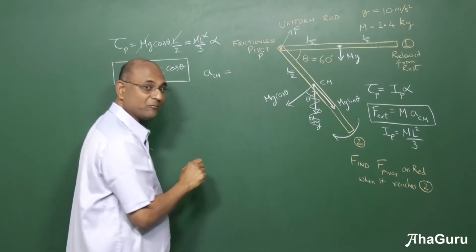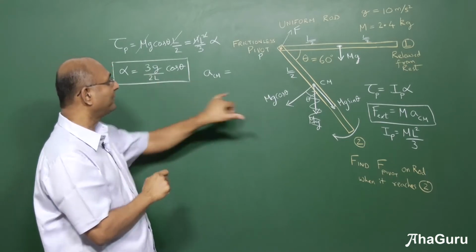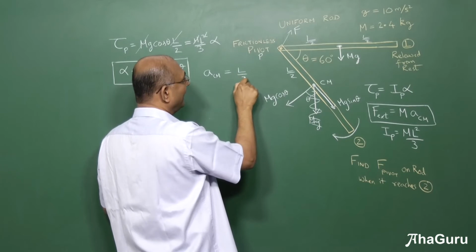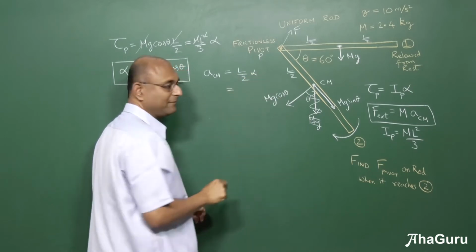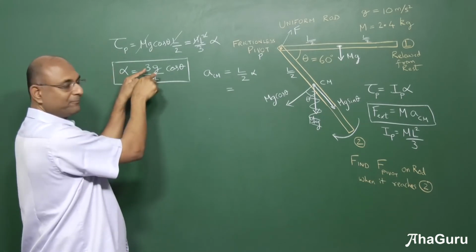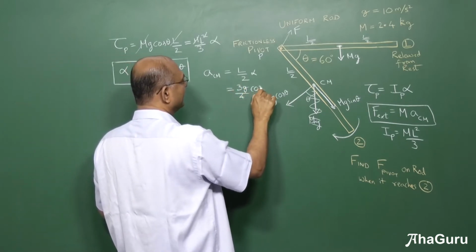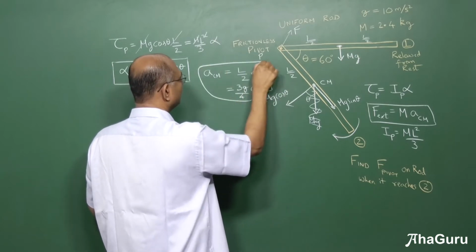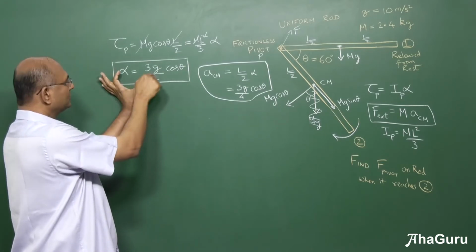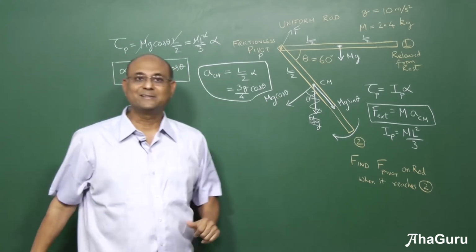Now this is what most people do. They write acceleration of the center of mass is equal to r alpha. So we are going to use the formula r alpha, and then we get L by 2 times alpha, and if I substitute alpha and divide by 2, you will end up with 3 by 4 g cos theta. 3g by 4 cos theta. Correct? All I have done is to say L alpha by 2. So once that goes there, 3g by 4 cos theta. Unfortunately, this is not right.